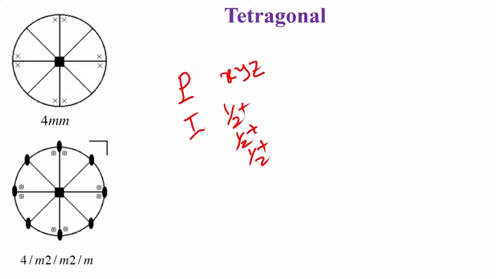So, for every x, y, z we have to add a half, half, half in order to take it to the I center. So, if there are 8 equivalent points in this 4mm, if we now take it to the I system where the I centering is introduced, you will have another 8 additional equivalent points, and therefore, there will be 16 equivalent points.